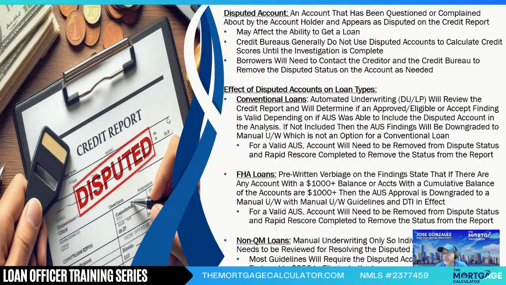Now, please do be aware that the only way to remove an account from a disputed status is for the borrower to contact the creditor and the credit bureau to remove the disputed status on the account if that is what is needed. And so if you have an automated underwriting approval for a conventional loan and it's in a disputed status, then same as for an FHA loan, the only way to have that DU or AUS be valid is for the account to be removed at the bureau level, right? And the only way to do that is for the customer to request for it to be taken out of dispute status. And then, as we discussed in yesterday's training, to complete a rapid rescore so that the dispute status is removed at the bureau level.